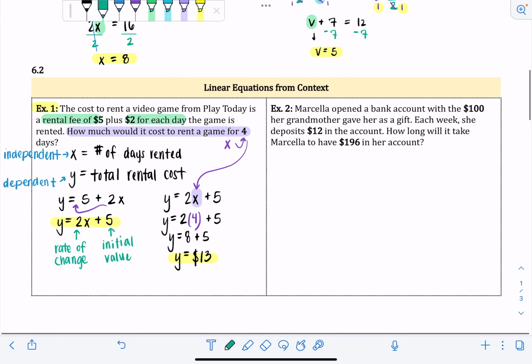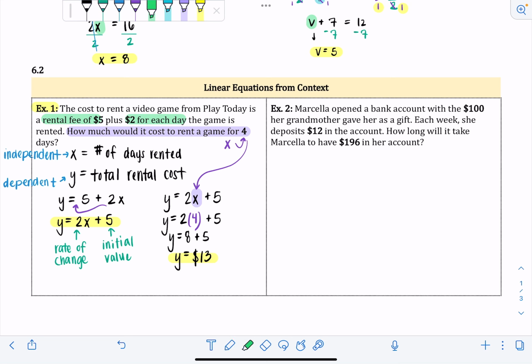Okay, so moving on to example 2. Marcella opened a bank account with $100 her grandmother gave her as a gift. Each week, she deposits $12 into the account. How long will it take Marcella to have $196 in her account? So let's find some important information. It says that she opened a bank account with the $100 her grandmother gave her, and then each week she deposits $12 into the account.